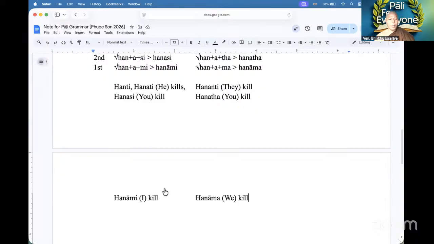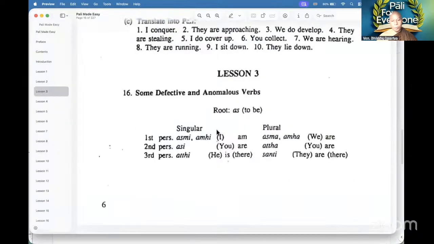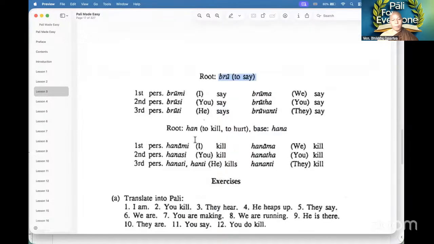So in that lesson 3, only these 3 roots. The first root is to be, the second root is to say, and the third root is hana, to kill or to hurt. So it also means to torture in this way.